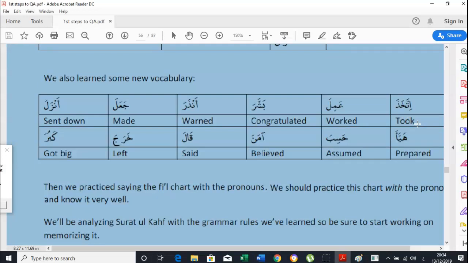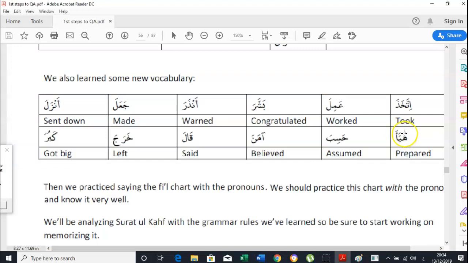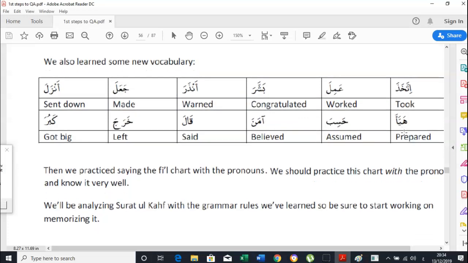هيأتا. هيأ. نصرتا. Yeah, so you've got to keep the harakah on the last letter. Yes, verb 5. هو نصره, هما نصرهما, نصروا, هي نصرت, هما نصرتا, هما هيأتا. Okay. We prepared. هيأنا. I prepared. هيأتوا. Okay.